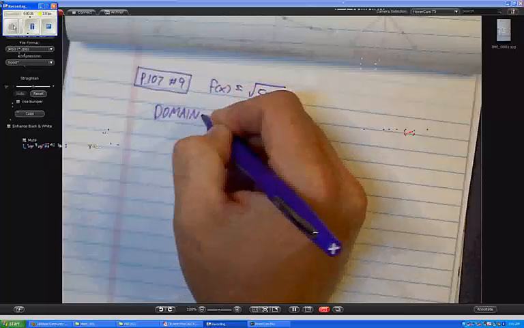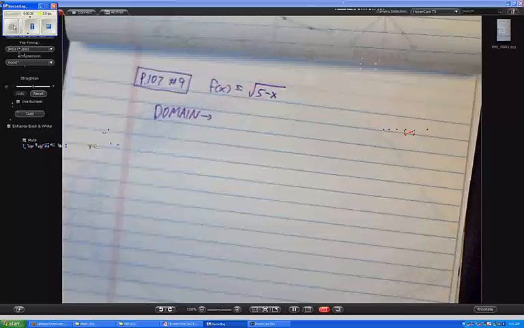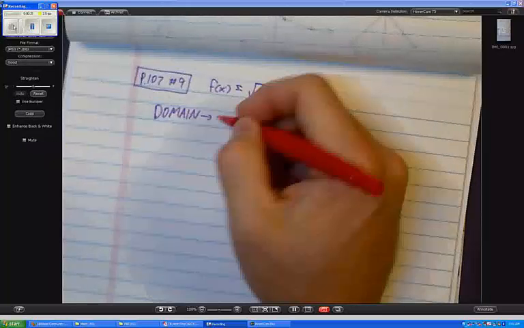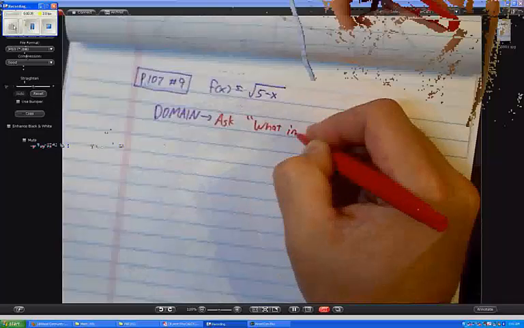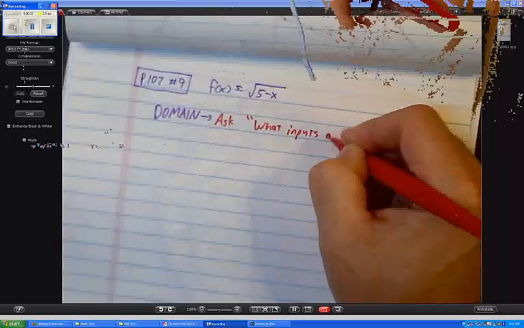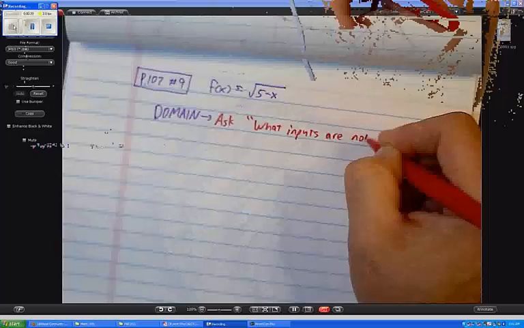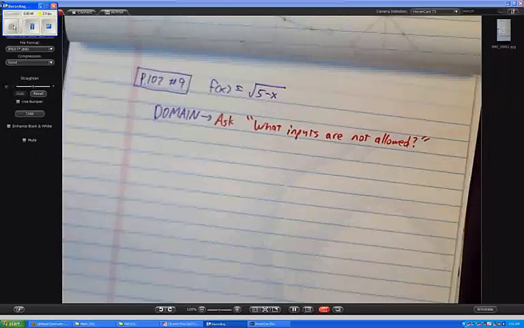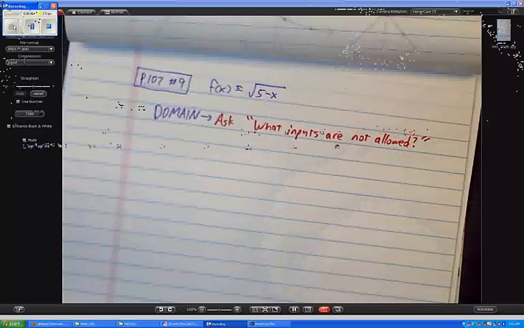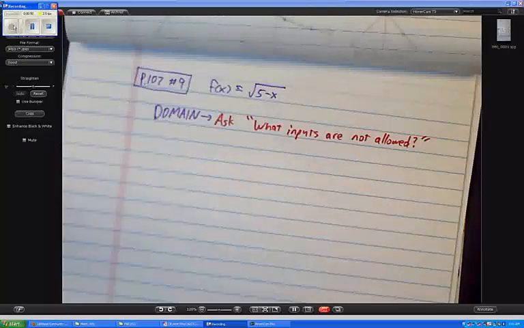All right. Domain, a set of all possible inputs. So I ask myself, what inputs are not allowed? That's what you want to ask yourself. When I say domain, that's a set of inputs. I want to say what inputs are not allowed. Why do you say that?